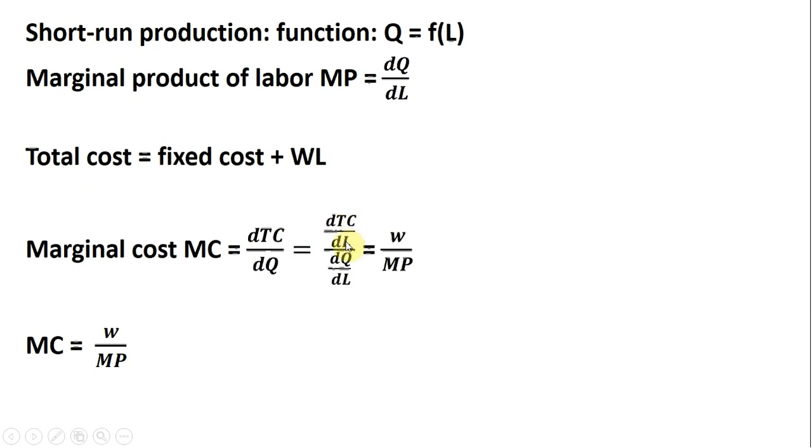So the derivative of total cost with respect to L is W. And this thing down here in the denominator is the marginal product of labor. So we got a neat expression for marginal cost. Marginal cost can be thought of as the wage divided by the firm's marginal product of labor. So marginal cost, the wage divided by marginal product of labor. So let's use that to derive the firm's marginal cost equation.